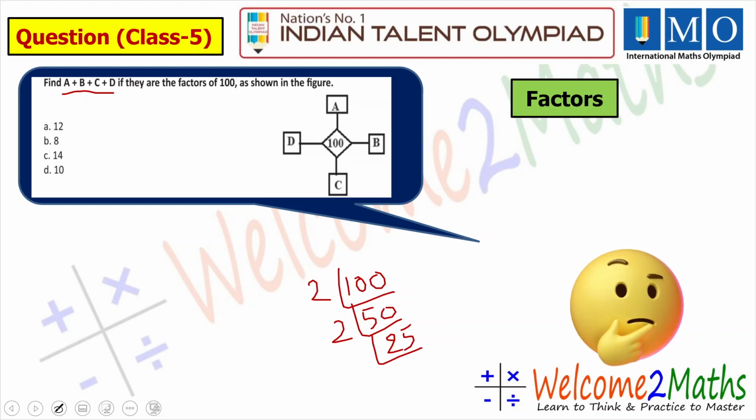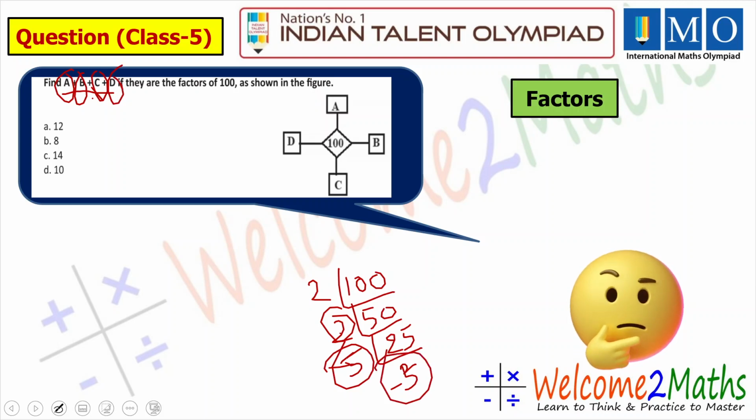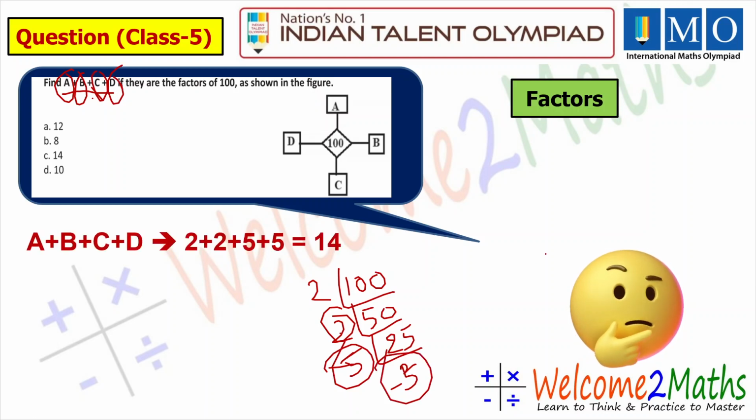Now we got 25, and we know that 5 fives are 25. So whenever we divide 25 by 5, we get 5. 5 fives are 25. So these are the factors: 2, 2, 5, 5. That means we will represent A by 2, B by 2, C by 5 and D by 5. In this way, we will find out A plus B plus C plus D.